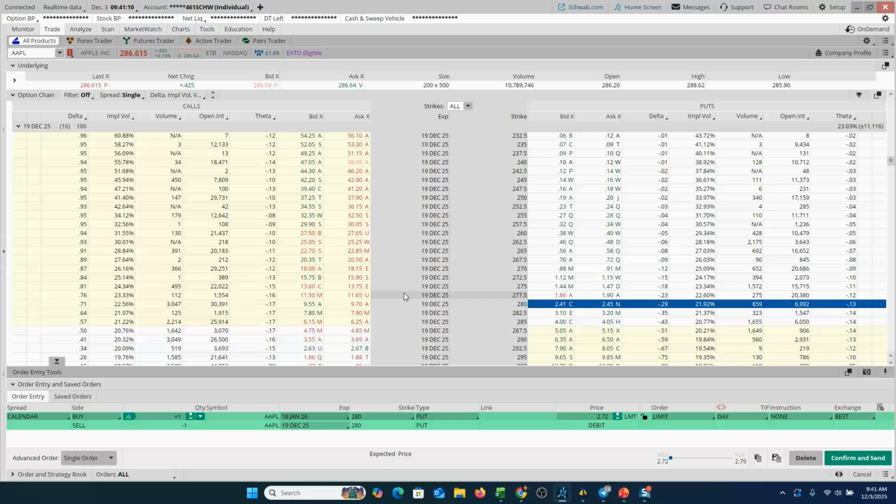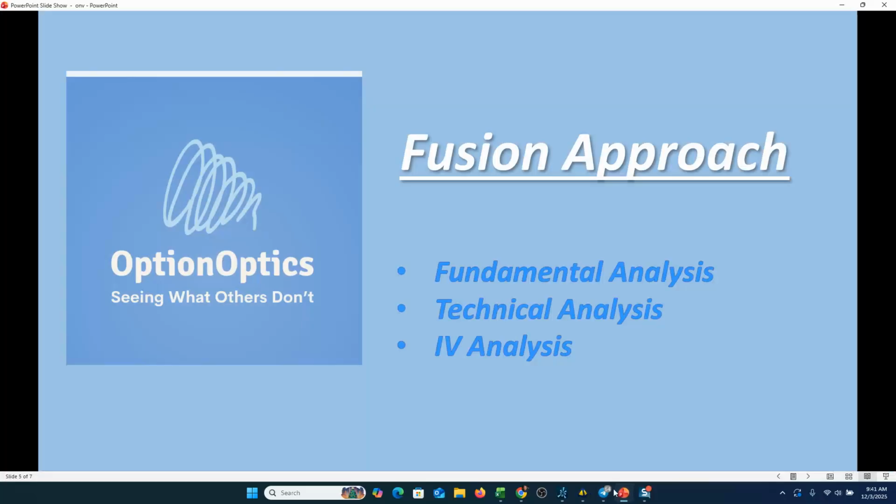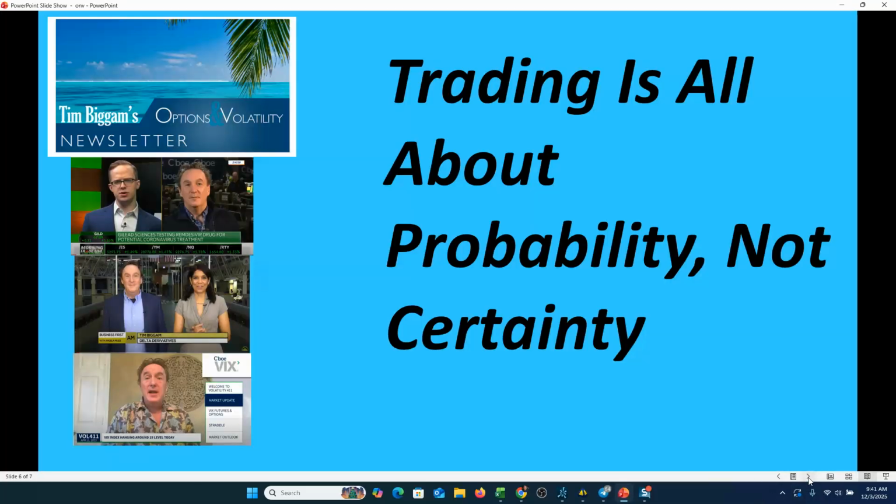Overbought technically, and ahead of the S&P 500 to a large extreme, which has never led to good things either. So that's what we like to look at here at Option Optics, taking a look at how to take advantage of a multitude of things. And it doesn't mean, of course, that this will be a winning trade at all, because trading, as we know, is all about probability, not certainty. So position size accordingly.